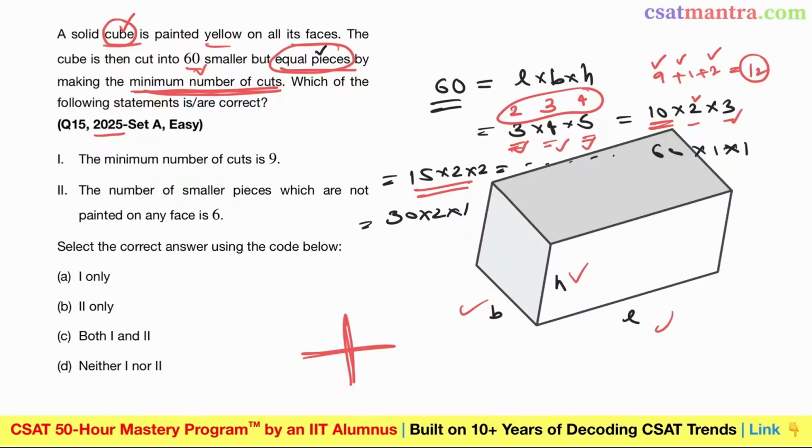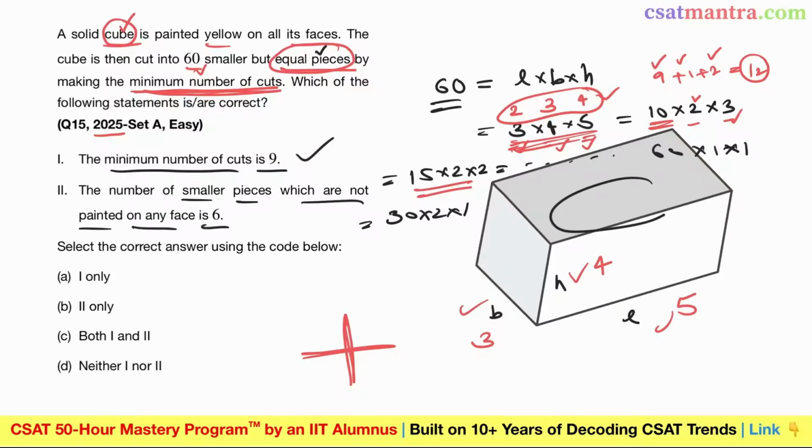Very, very important. So to minimize the number of cuts, all sides should be nearly equal. So this option we are choosing. So let's say this as 3, this as 4 and this as 5. Now options. The minimum number of cuts is 9. Yes, this is true. The number of smaller pieces which are not painted on any face is 6.